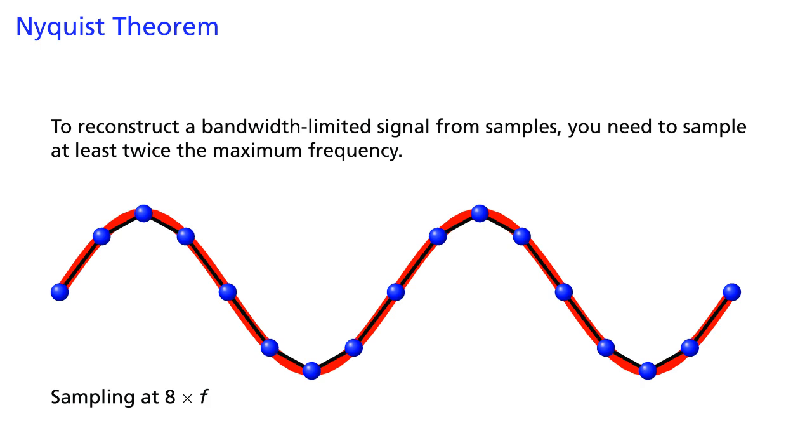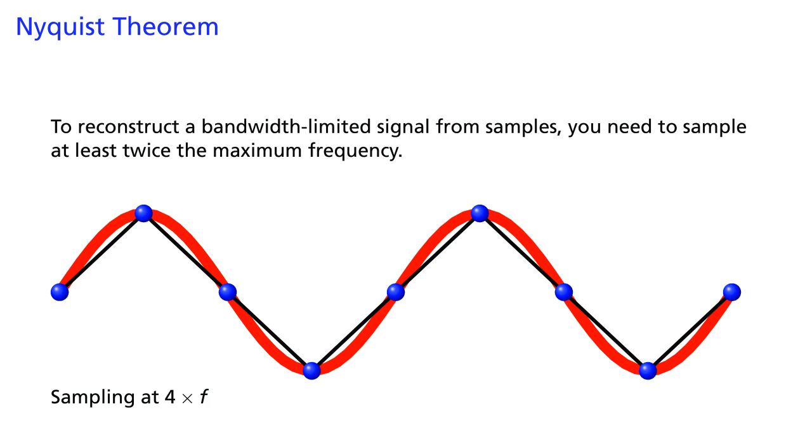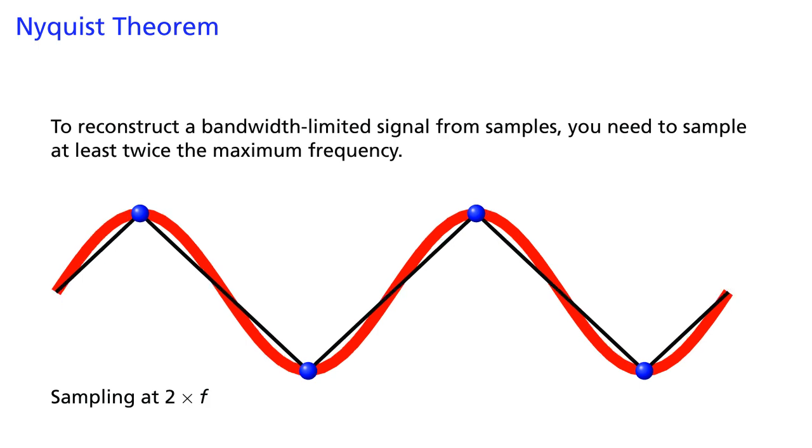Illustrated here is sampling at 8 times the frequency that you want, and as you can see, it's not that hard to reproduce the original signal. Similarly, if you sample at 4 times the frequency, you can still see it's getting a little ragged, but you could still imagine reproducing the original waveform without too much difficulty.